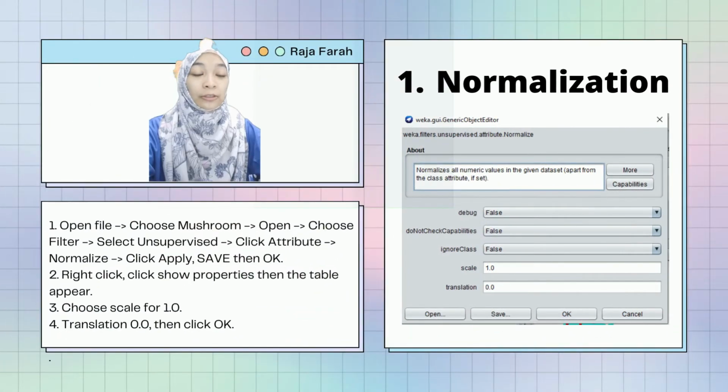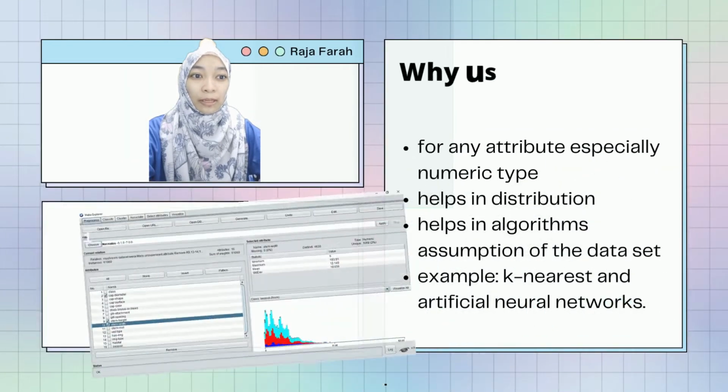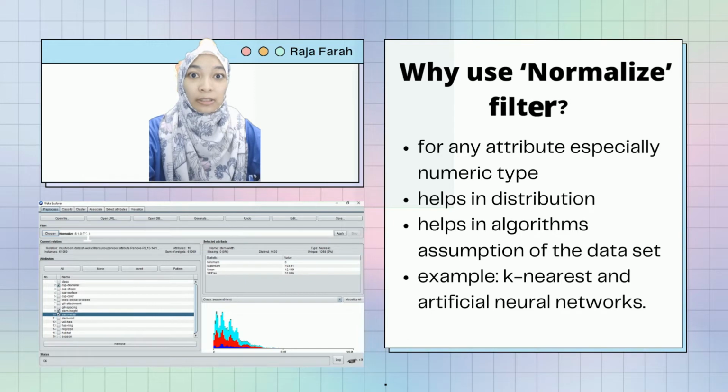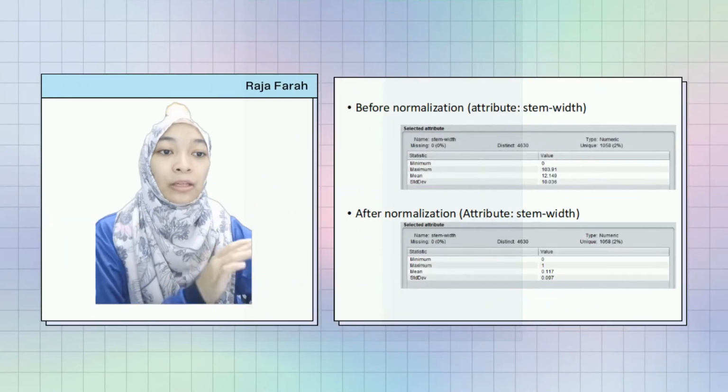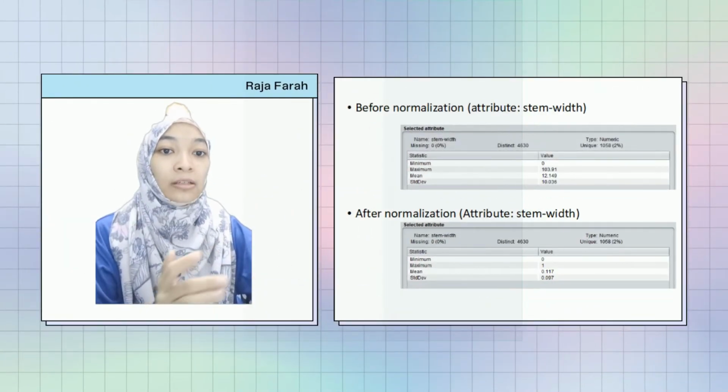We're going to present about A3 data preparation transformation. First of all, normalization. These are the steps for normalization. Then why do we use the normalize filter? The normalize filter is very useful for any attribute, especially numeric type, which also helps in distribution and algorithm assumption of the dataset. So these are the results for before and after normalization.